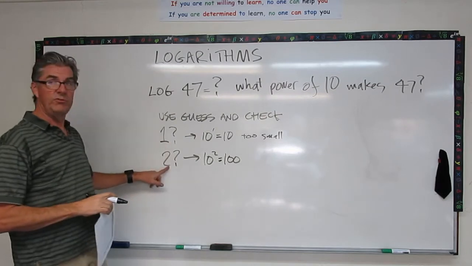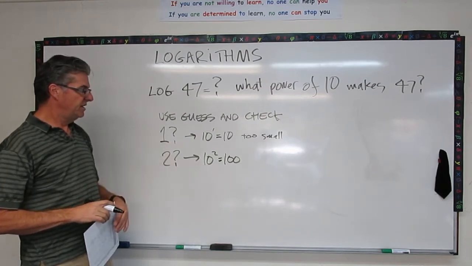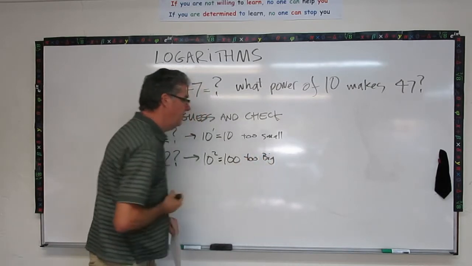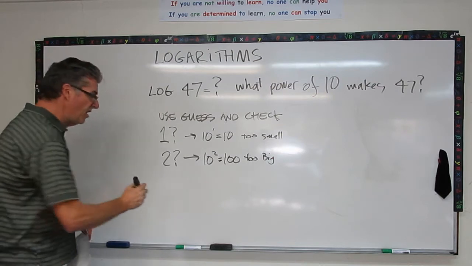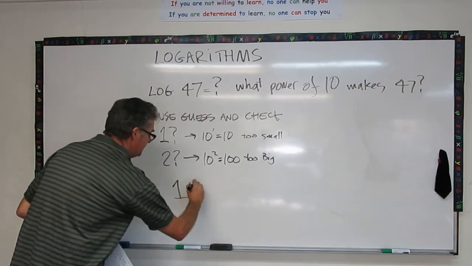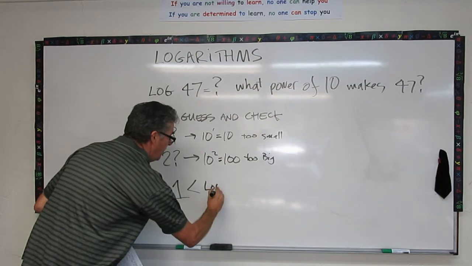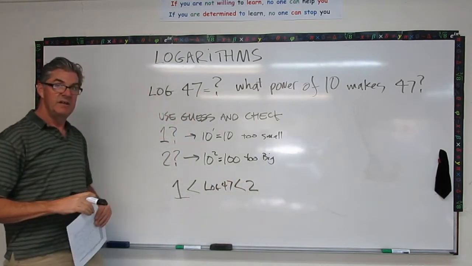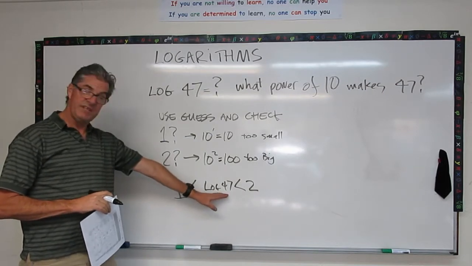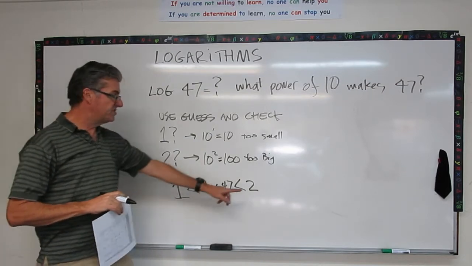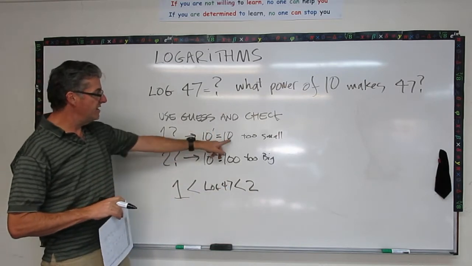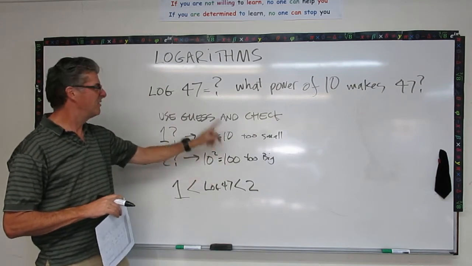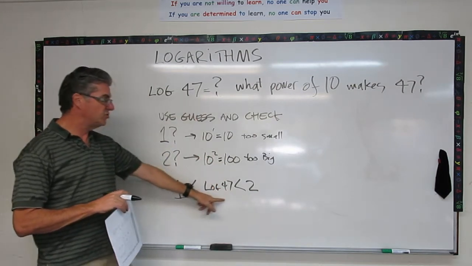So let's try putting in 2. See what we get. 10 to the 2 is 100. That's too big. Okay? So now we know something. We know that 1 is less than the log of 47, which is also less than 2. Okay? So log 47, whatever this value is, it's somewhere between 1 and 2 because 10 to the 1 is 10, too small. We're looking for 47. 10 to the 2 is 100, too big. We're just looking for 47. So it's somewhere in between these two.